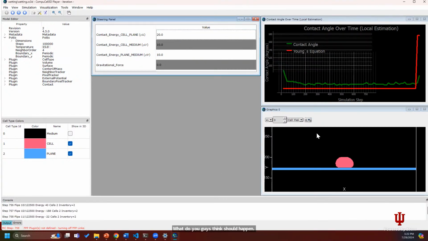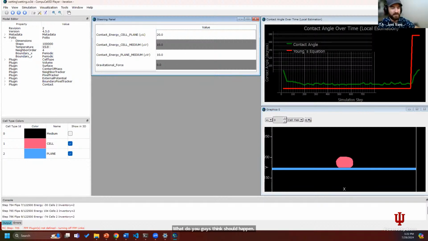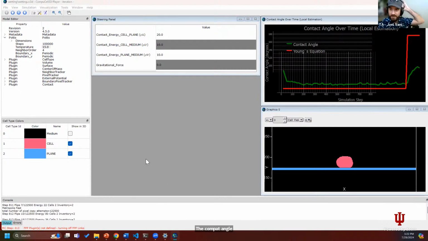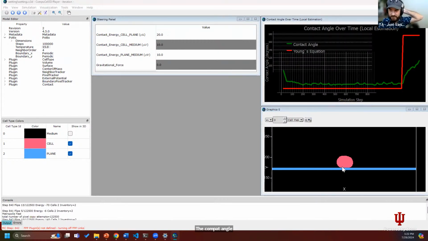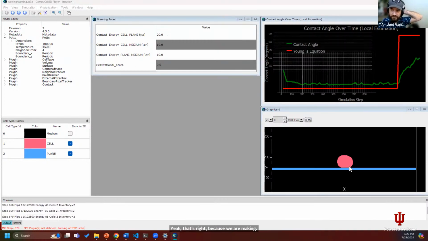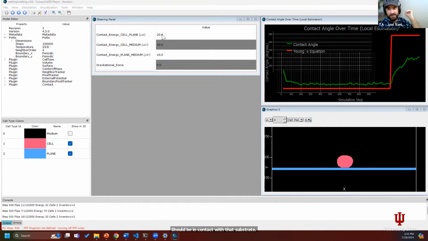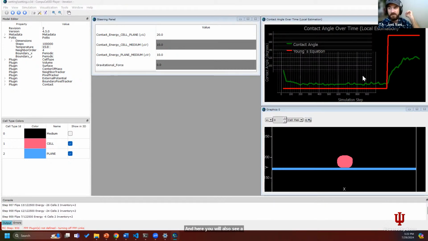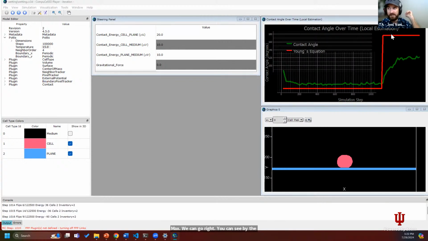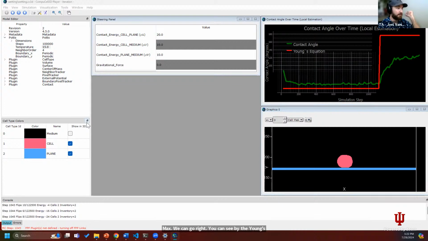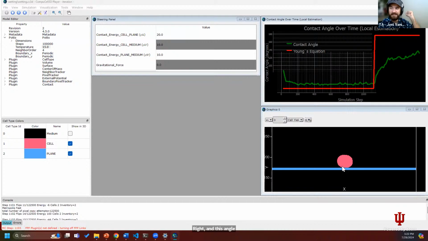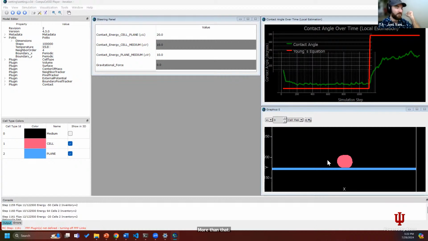The contact angle will be bigger. Yeah, the angle becomes bigger. That's right, because we are making it unfavorable for the cell to be in contact with that substrate. And here you will also see a relationship: 180 is the max we can go. You can see from the Young's equation that we are at 180, and this angle can only go up to 180. More than that, we are going to come out of the substrate.